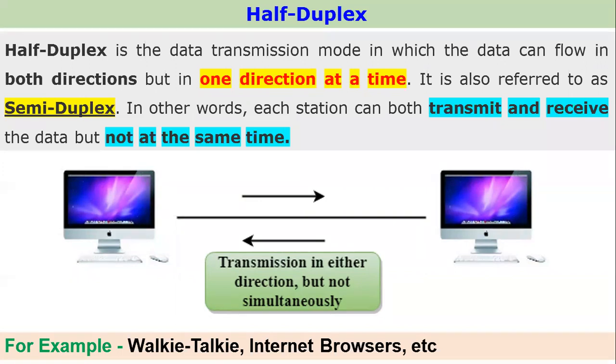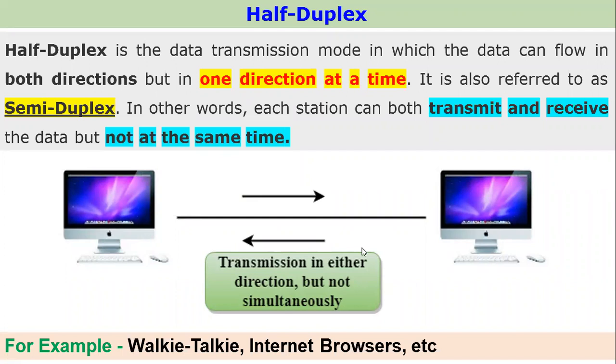The best example for that is the walkie-talkie. Internet browsing is also a good example for half duplex, right? Remember the examples also. Here is a definition in this green color box: transmission in either direction, but not simultaneously. That's the technical term, simultaneously, meaning not at the same time. Right, that's about half duplex.